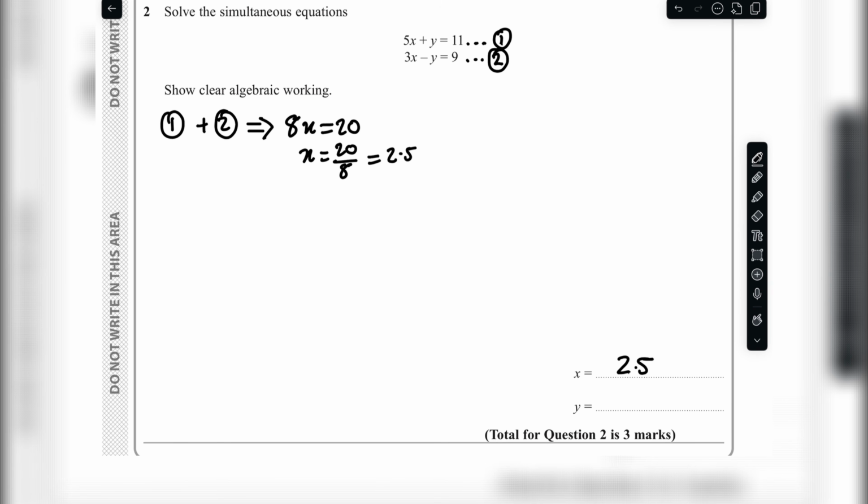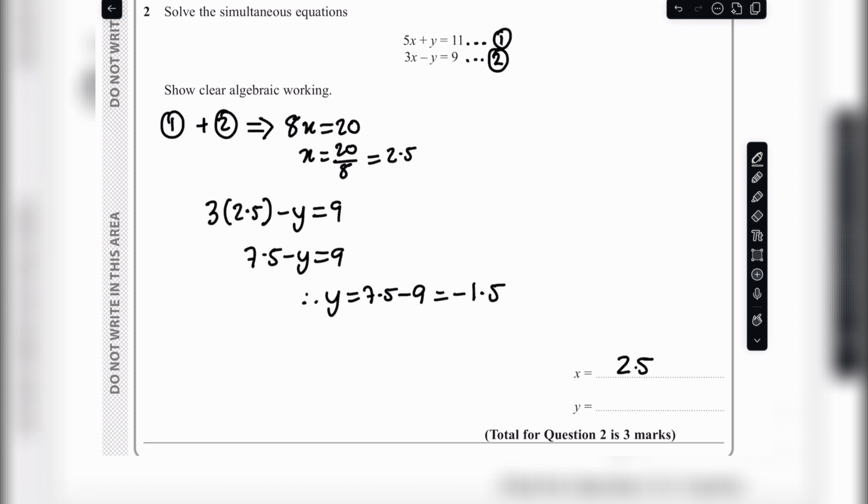And in order to determine the value for y, I can substitute this value of x into either equation 1 or equation 2. So when I substitute x into equation 2, I have 3 times 2.5 minus y, and that equals 9. So 7.5 minus y equals 9. Therefore, y equals 7.5 minus 9, and that is simply minus 1.5. So my value for y is minus 1.5, and these are my final values.